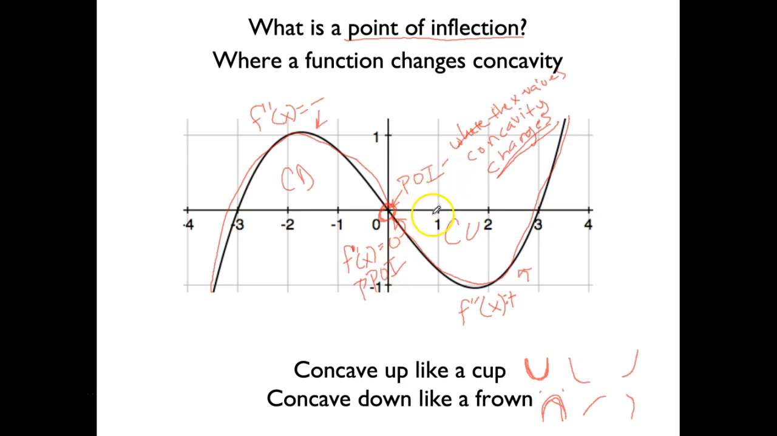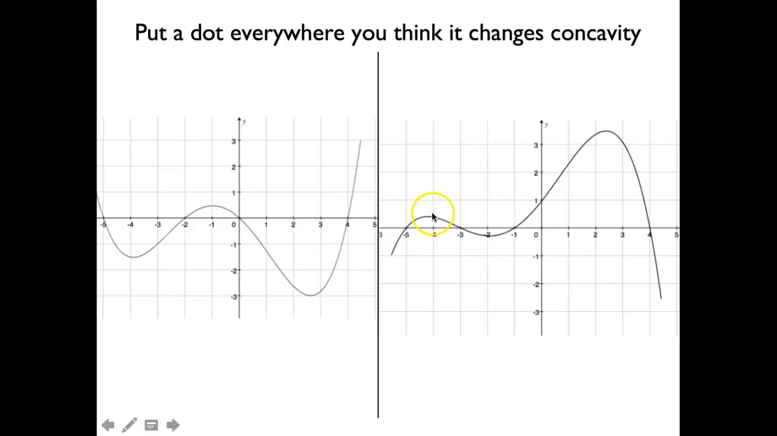We're going to be doing it algebraically. Okay, so let's try some of this out. Okay, so first let's just make sure you understand this whole concavity and point of inflection thing. So put a dot wherever you think it changes concavity. Okay, so I'll give you a second. Look at this graph over here. Tell me where you think it changes concavity.